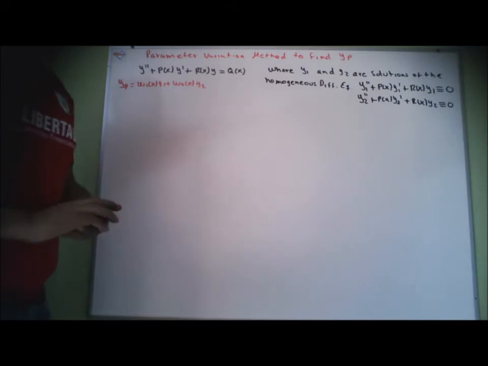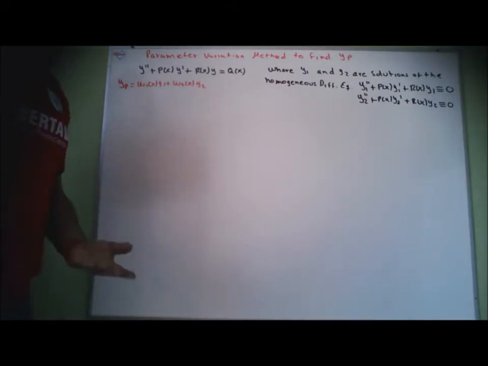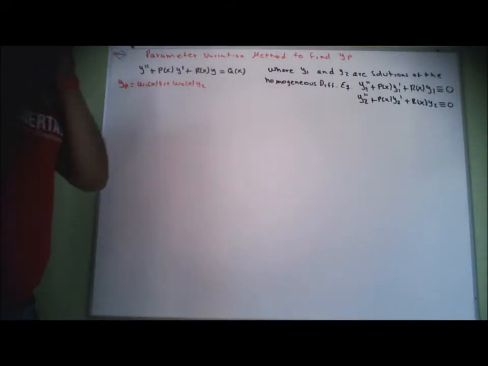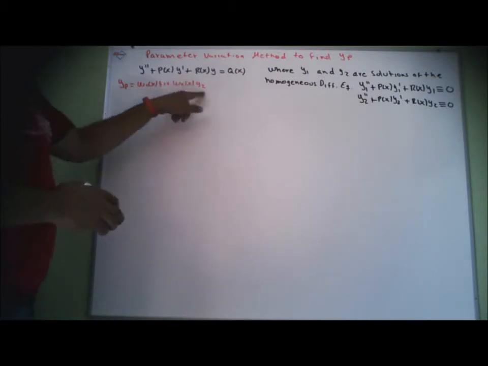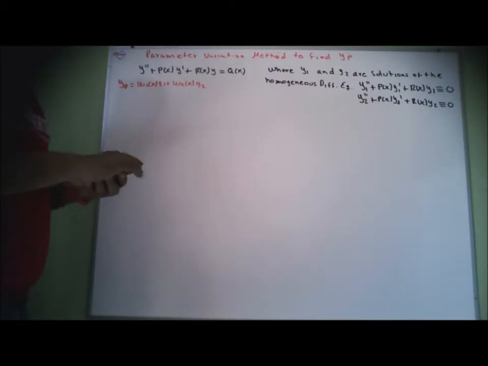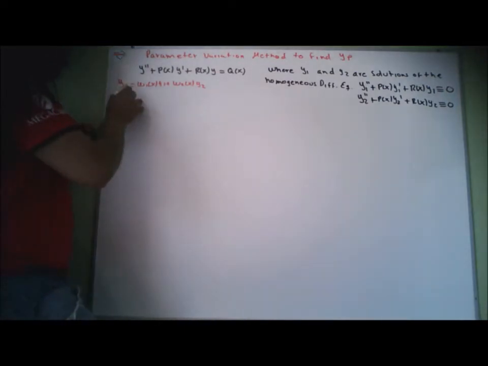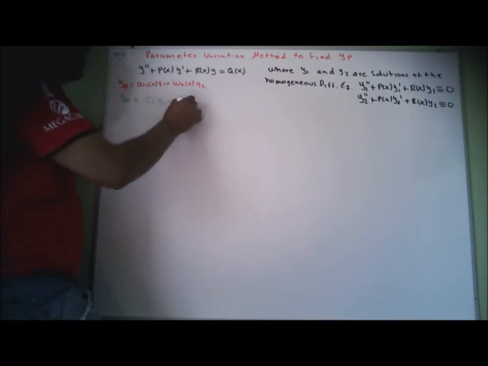Okay, in this video we are going to cover another method to find the particular solution. This method is called the parameter variation. So it is very totally different, because what we are going to do is propose the particular solution out of the homogeneous solution. So the y1 and the y2, they are solutions of the homogeneous differential equation. So the homogeneous solution usually is written like c1y1 plus c2y2.